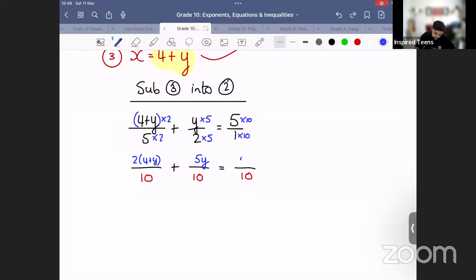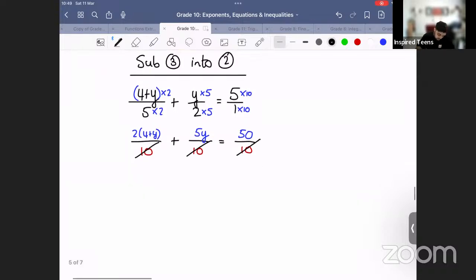Yes, you can do LCD before you sub, 100%. In an equation, whenever you have the same denominators across all terms, either side of the equation, you can say goodbye to the denominator. Because you're dividing everything by 10. If you get rid of the 10, same value.